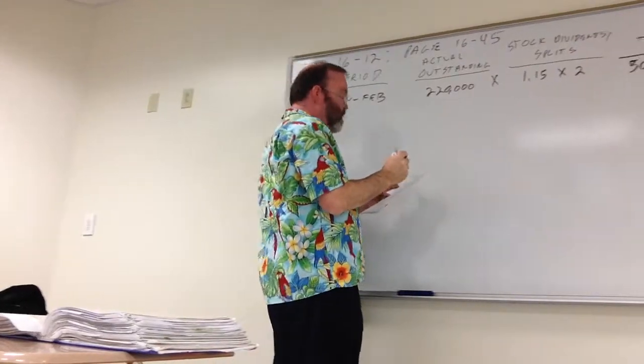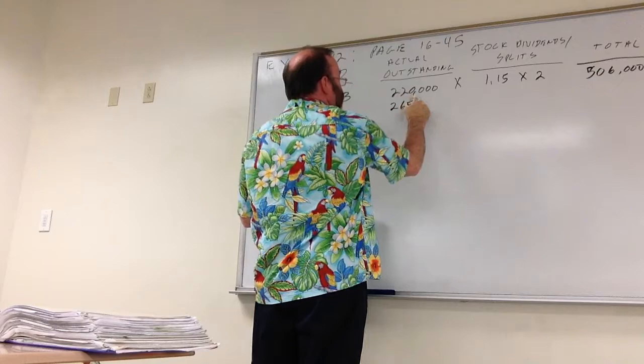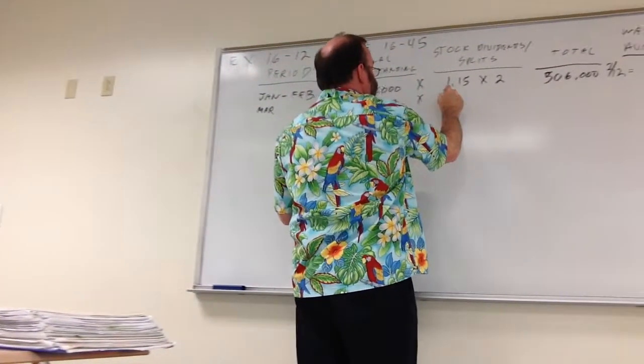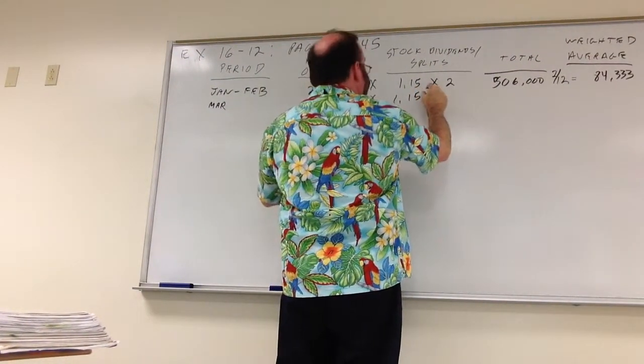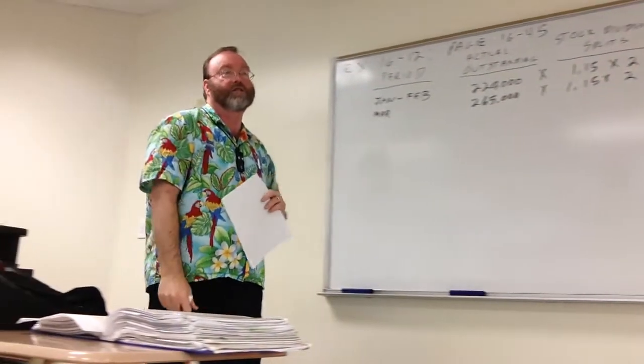Then, on March 1st, you actually issued an additional 45,000 shares. That brings them to 265,000 of common stock outstanding. You're still going to multiply this by 1.15 and by 2, because of the stock dividend of 15% that is going to occur on June 1. All right?